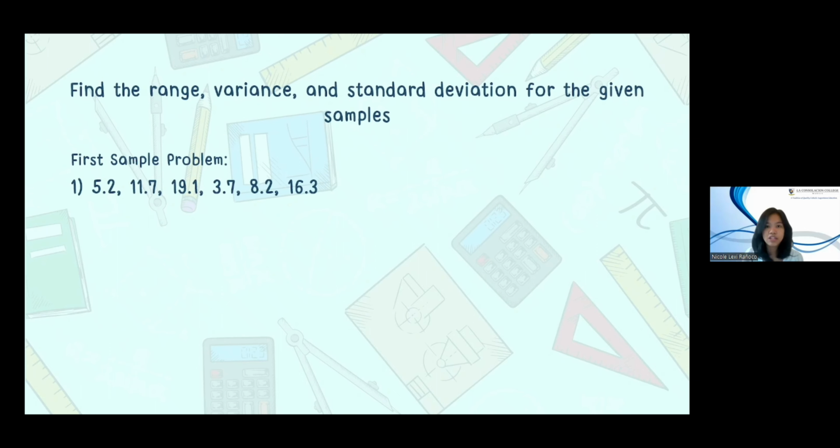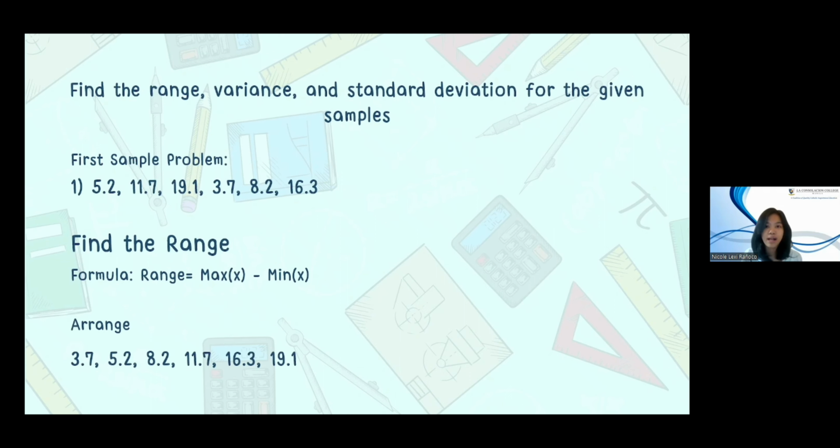First, let's solve the range, variance, and standard deviation of this sample problem. The dataset includes 5.2, 11.7, 19.1, 3.7, 8.2, and 16. To compute the range, we will need to find the highest and lowest value of the dataset. In order to do this, first we must arrange the values in ascending order.